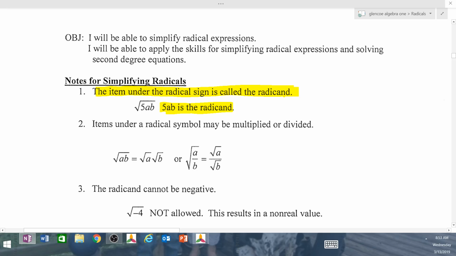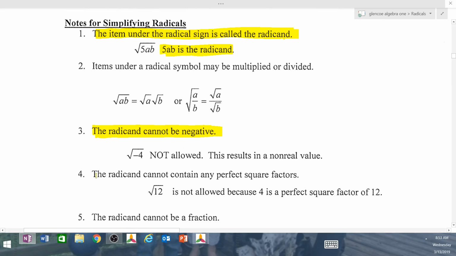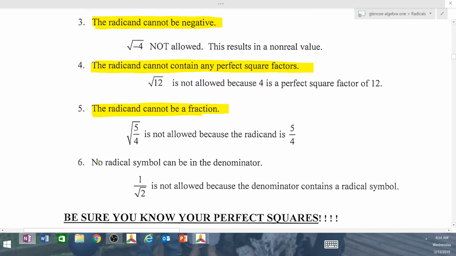Items under a radical symbol can be multiplied or divided. And as far as we're concerned, in Algebra 1, the radicand cannot be negative. You deal with that in Algebra 2. They're called imaginary numbers. We do not deal with that at this time. Okay, the radicand, or what's under the radical, cannot contain any perfect squares. The radicand cannot be a fraction. So you can't have fractions. You can't leave perfect squares. You can't leave a negative number. Okay? And you cannot have a radical in the denominator.